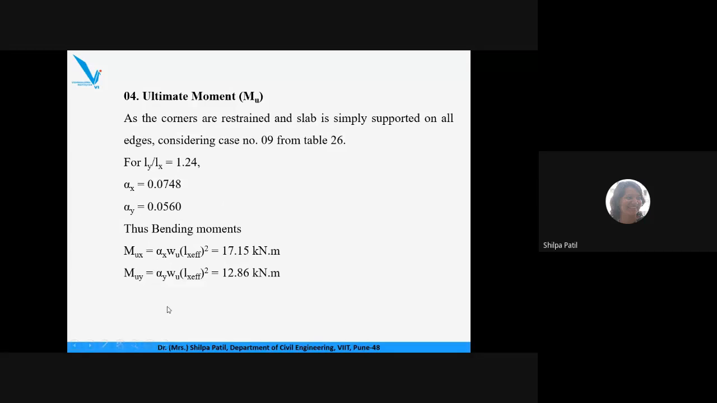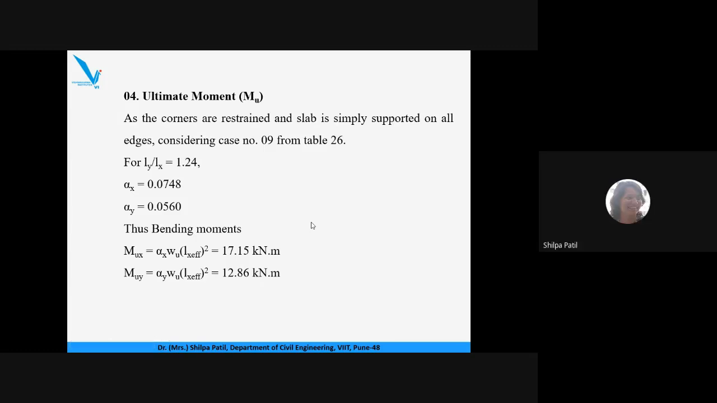Now the formula of MUX and MUY will remain same. Your moments are different. If you compare with the earlier problem, the moments were different, and here now again we are getting different moments because alpha x, alpha y, these coefficients are different. Is it clear to everybody how we calculated the moment? Yes, ma'am.